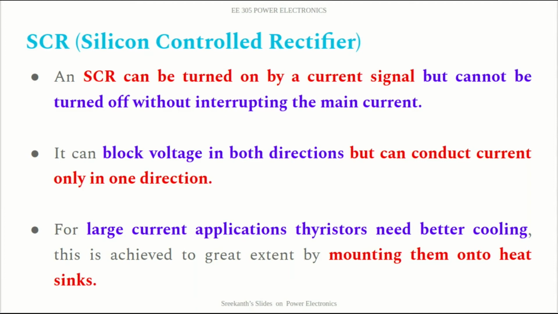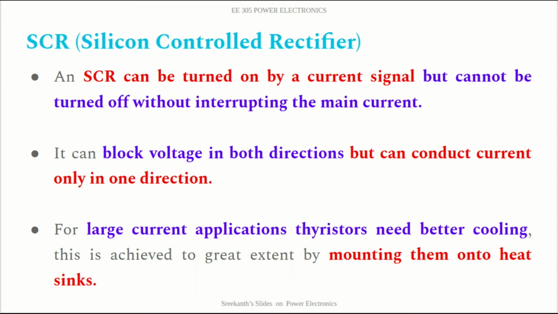An SCR can only be turned off by interrupting the main current that flows through the thyristor. Another feature of SCR is that it can block voltages in both directions. That is, even if it is in the positive direction, that is anode is positive with respect to cathode, or in the reverse direction where cathode is positive with respect to anode, in both conditions you can block voltage, but it can conduct current only in one direction. That is, from anode to cathode only the current will conduct. We cannot send current from cathode to anode.